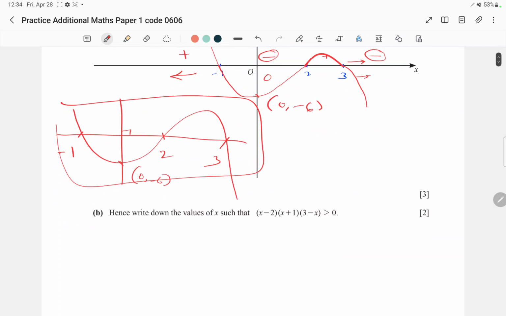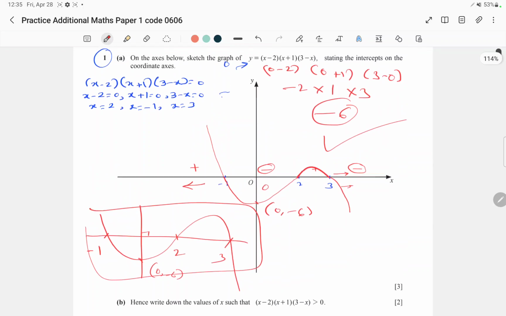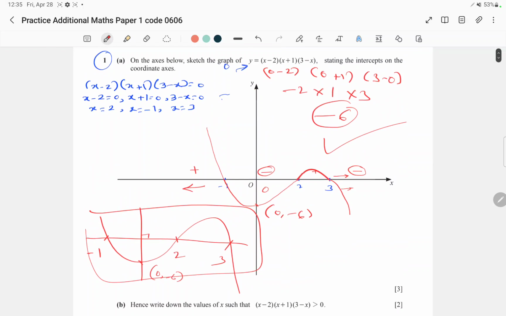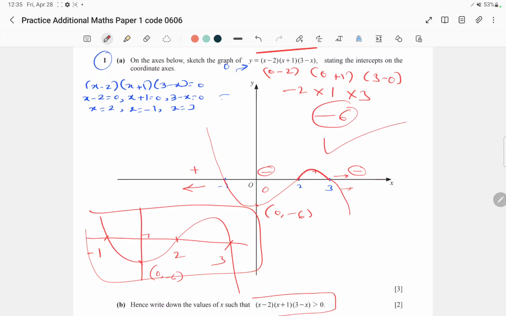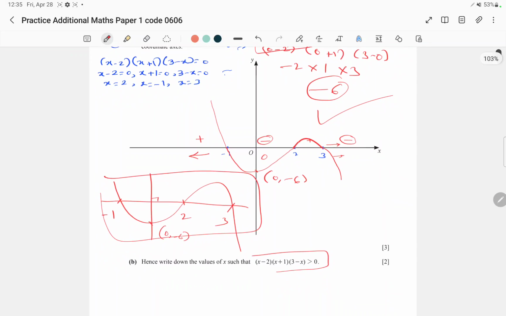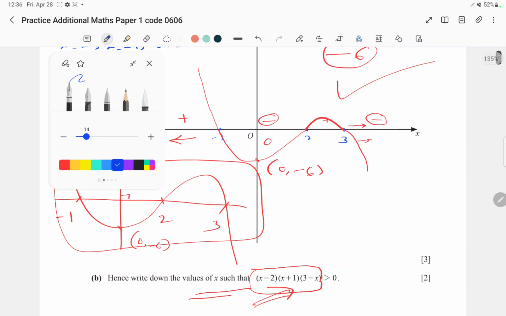Now come to the next question. Here in question 2, you can observe x. This question is based on question 1. See, this is x minus 2, x plus 1, and 3 minus x, and this is also x minus 2, x plus 1, and 3 minus x. Now it says that when this whole expression is positive, like when it is greater than 0, then we need to find values of x, right? So it's very simple according to this graph.